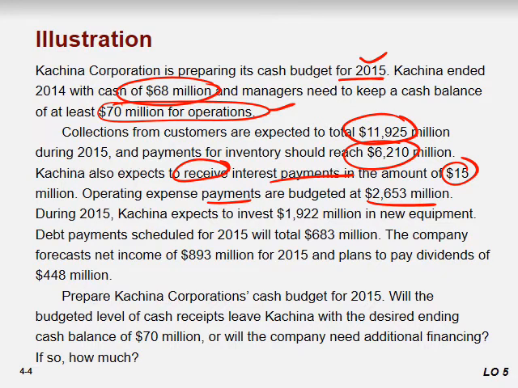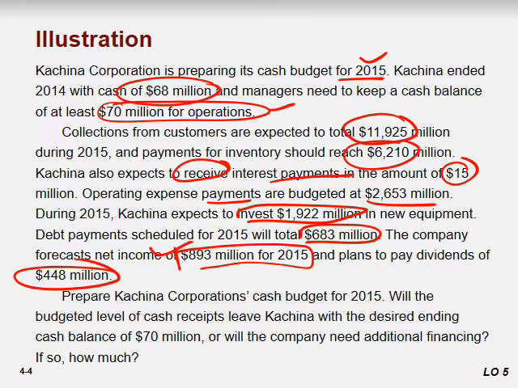During 2015, Kachina expects to invest 1,922 million in new equipment. That is the investment that it wants to make in 2015. Debt payments scheduled for 2015 total 683 million. That is also a payment section. The company forecasts net income of 893 million for 2015 and plans to pay dividends of 448. That is just information, but the actual cash payment for dividends is 448 million, right?